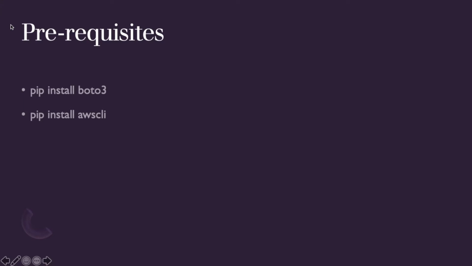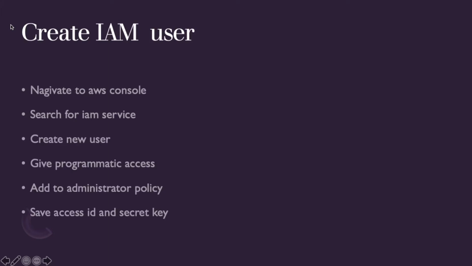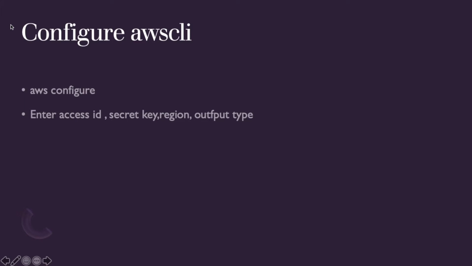Again, this is the usual thing, nothing special. First, you have to install Boto3 as a prerequisite, and you have to install AWS CLI, and for both you have to use pip. After that you have to configure your IAM user, and make sure that you take a backup of your access ID and secret key. Then you configure the IAM user you created based on the access ID and secret key. Once this is done, your prerequisite steps are complete. Then you can write your code, and you will get the result.